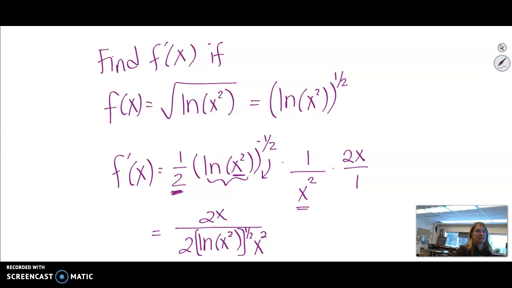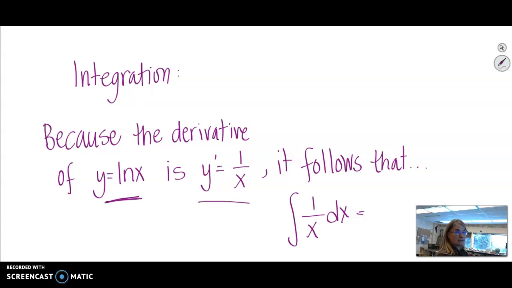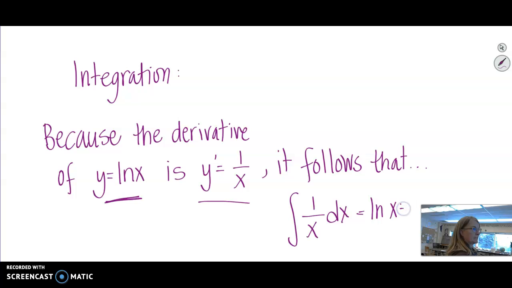So there you go. All right, so this leads me to the integral of 1 over x. Since we just learned that if y equals ln of x, its derivative is 1 over x, it follows that if you were going to find the antiderivative of 1 over x, working that backwards to find the function whose derivative was 1 over x, it would be ln of x plus c.